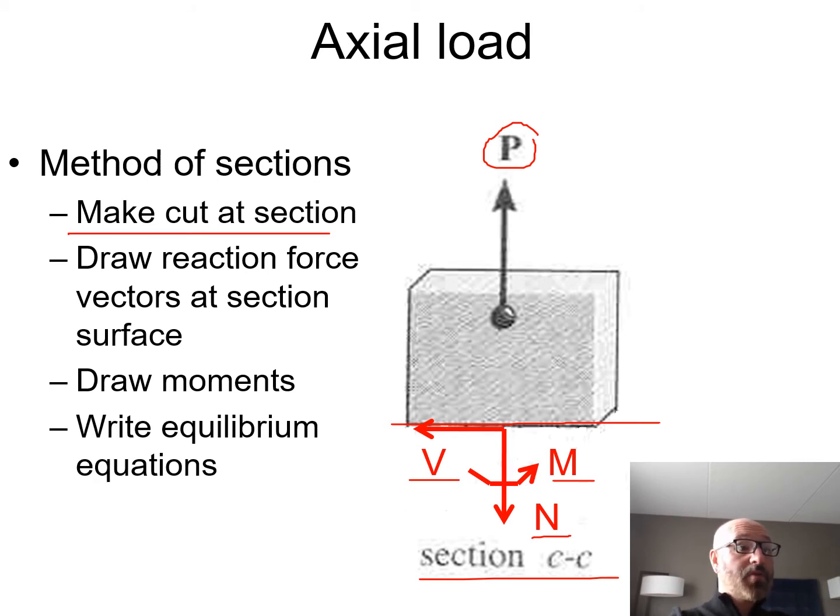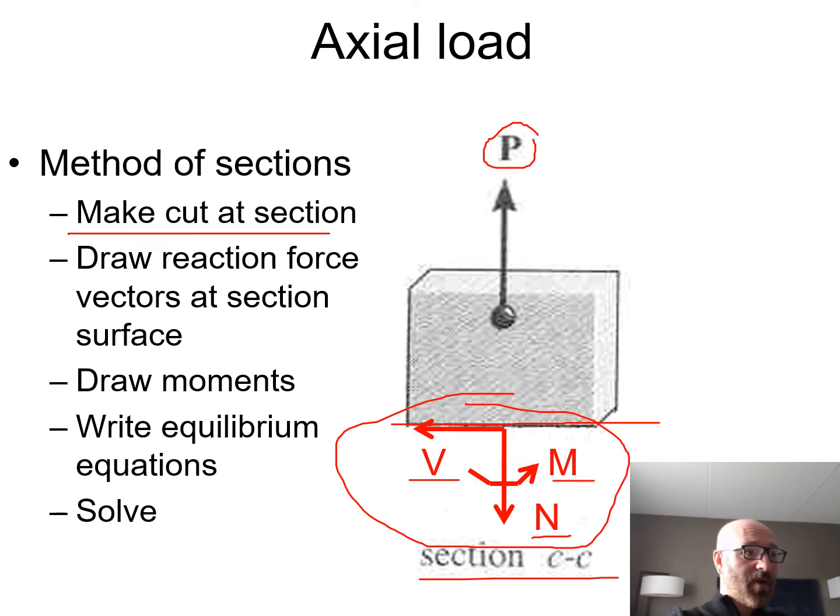From there, what we can do is write out our equilibrium equations. So from these equilibrium equations, we can then go ahead and solve the problem. So from this free body diagram right here, we have all our moments and forces drawn out at the end of the section. We can write out our equilibrium equations and then go through and solve for each of those.